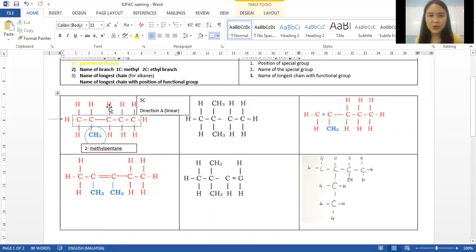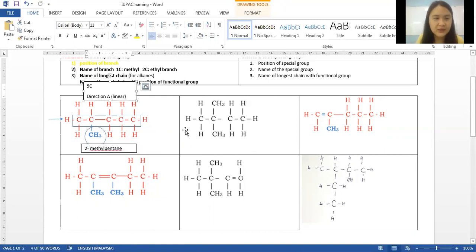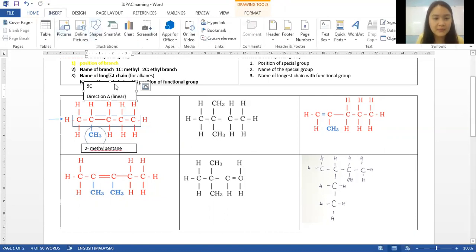Now, for those who still find it a little bit confusing, let's look at the next example. Again, the next example, we have it over here. I need to first analyze where my longest chain is. Direction A, linear, 4 carbon. Direction A, L shape, you can only get 3 carbon. Direction B, linear, 4 carbon. L shape, also 4 carbon. So which is the better one?